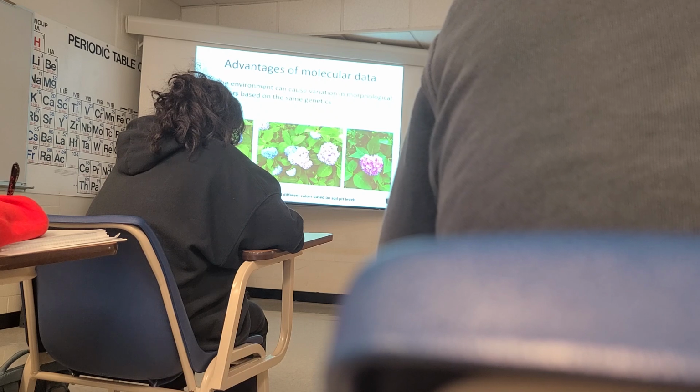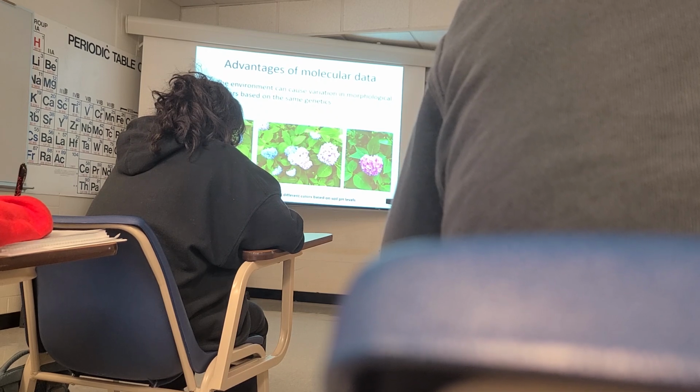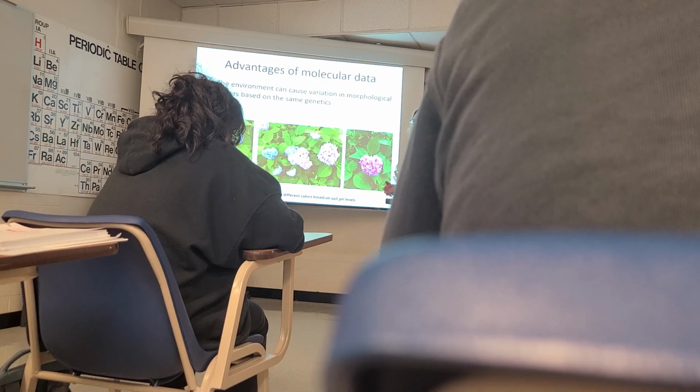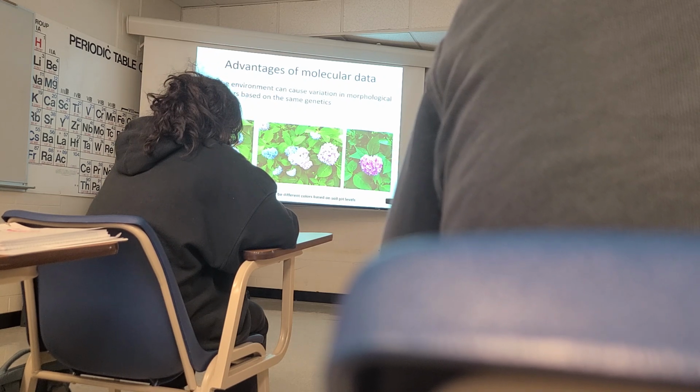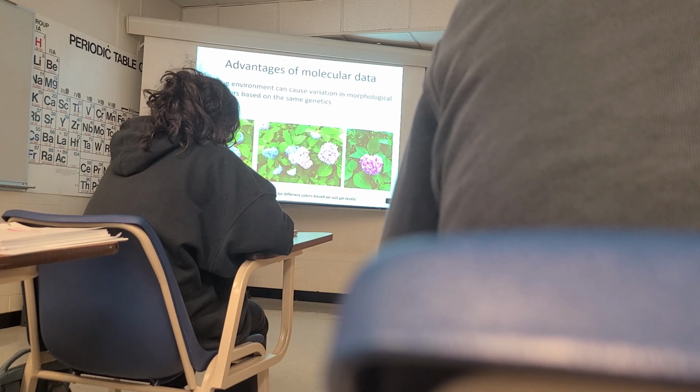The only difference between them is the pH of the soil. So the pH of the soil in this case, whether it's acidic versus basic, can change the availability of aluminum to the plants. If the plant is able to get the aluminum, based on the pH of the soil, it'll be pink. If it doesn't get it, it's going to be blue. So all that's different is just their environment that they're in. Otherwise, they're the same plant, the same species.